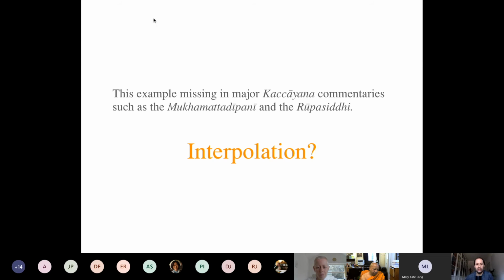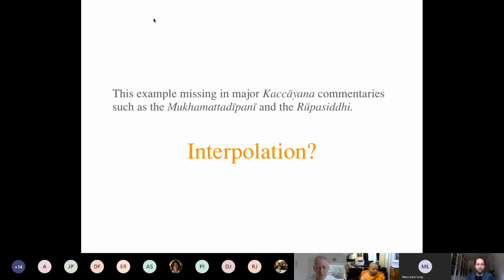So apart from the Saddhaniti, we cannot find this example anywhere else. It's missing in the major commentaries like the Mukkamattadipani, otherwise known as Nyasa. That's the earliest long commentary on the Kaccāyana, a very important commentary written in the 10th century or so. And it's also missing in the Rupa Siddhi, which is a little bit more alarming, because if it's not in the Rupa Siddhi, it's probably a later interpolation. So is it an interpolation? That's the question. We cannot tell anything for certain, but I would say it's an interpolation.